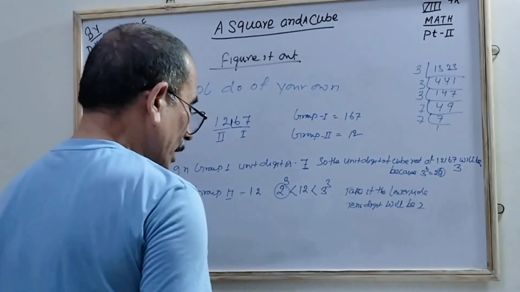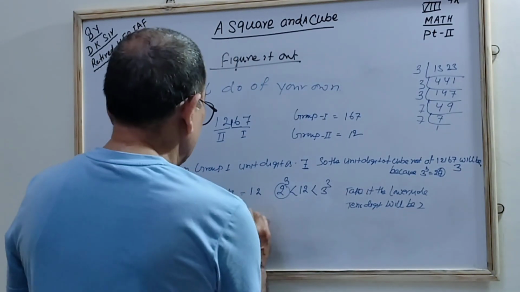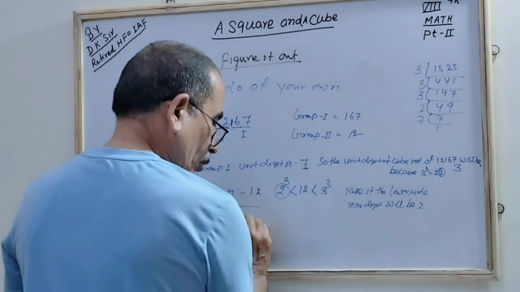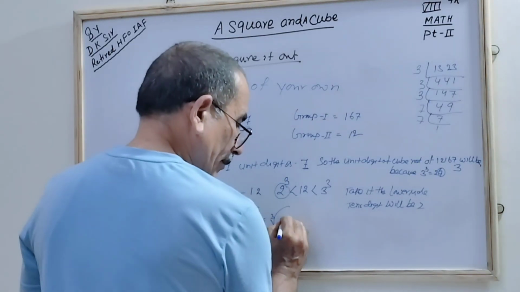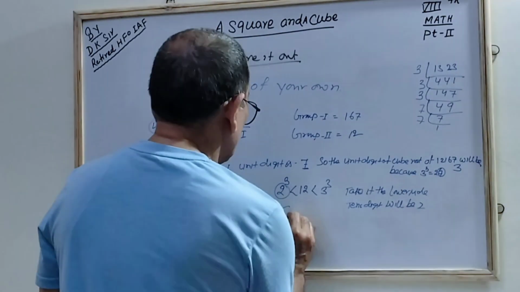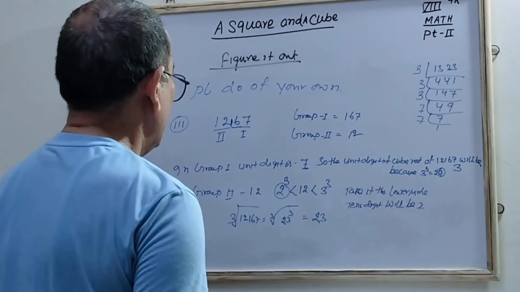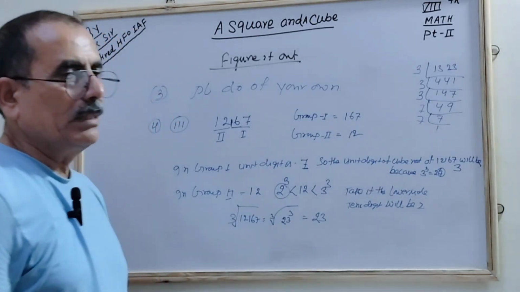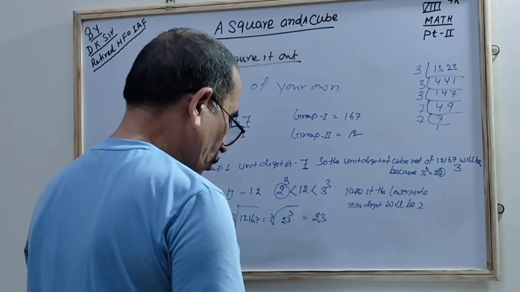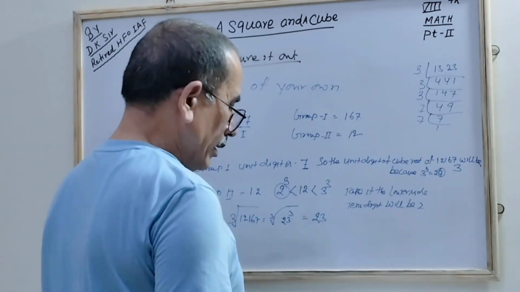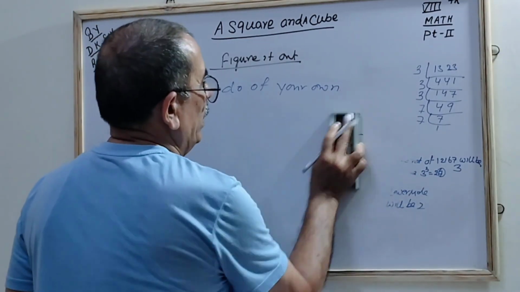So what can we find with this procedure? The cube root of 12,167 will be equal to 23, since 23 cubed is 12,167. So we got 23. Understood? This is the way you can find the answer, by making it into group 1 and group 2. Correct? If you want one more example, we can see one more example.